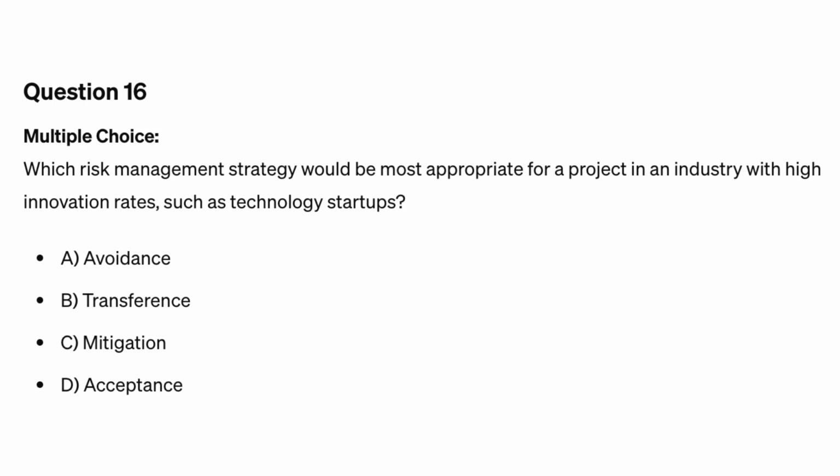Question 16. Which risk management strategy would be most appropriate for a project in an industry with high innovation rates, such as technology startups? A. Avoidance. B. Transference. C. Mitigation. D. Acceptance.